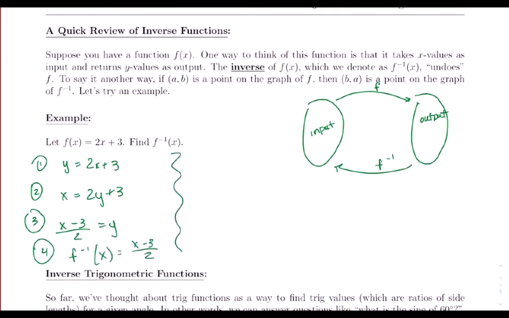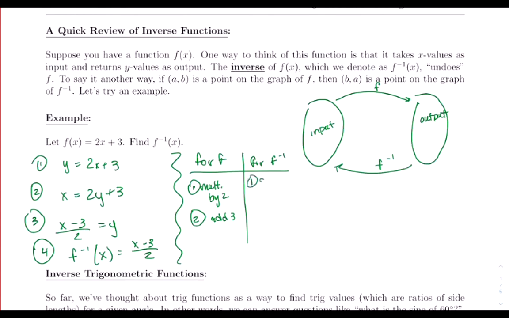Or another way to do this would be to write down the steps for f. So for f, the first thing you would do is multiply by 2. The second thing you would do is add 3. So for f inverse, you would undo those in the opposite order, just like your socks and your shoes. You put on your socks, then you put on your shoes. To undo that, you take off your shoes first, then take off your socks. So reverse steps in the reverse order.